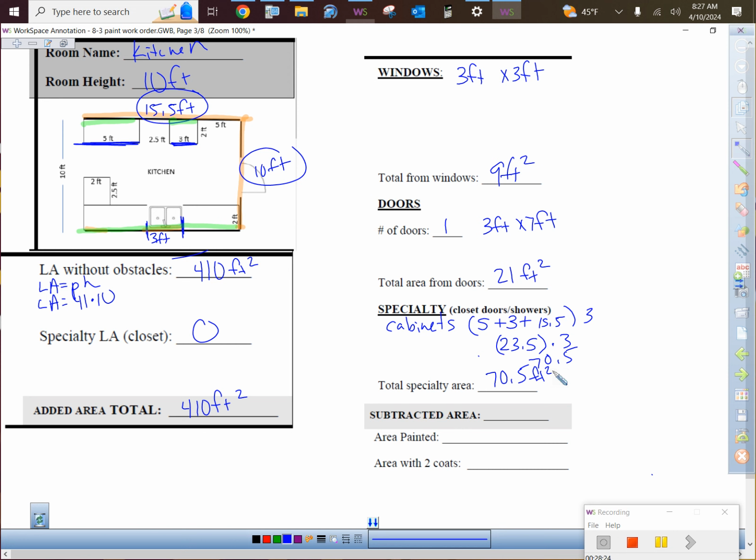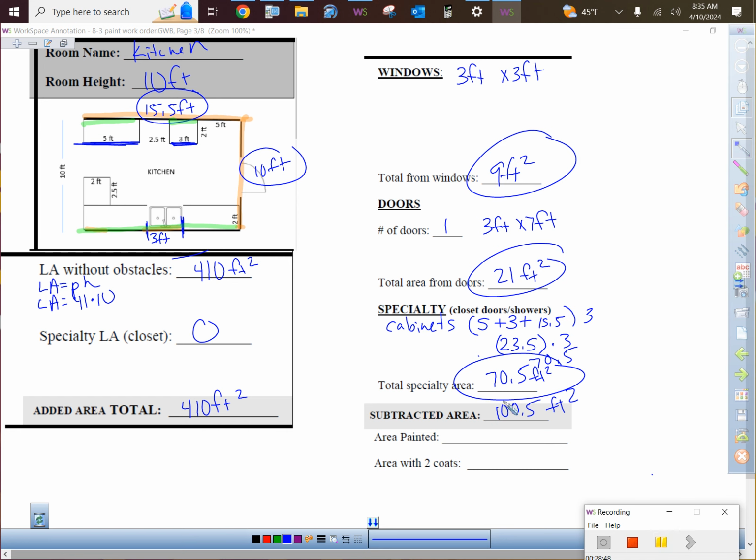How much is our total subtracted area then? This, this, and this. 100.5. So all my worksheet is wrong. So 410 minus 100.5 is how much? Gracie, what is it? Thank you. Take it times 2. How much? 619 square feet. That sounded better than my estimate anyway.